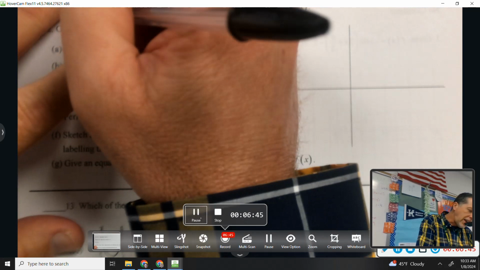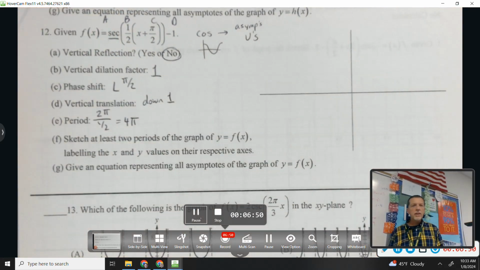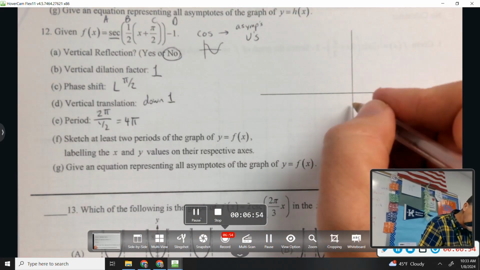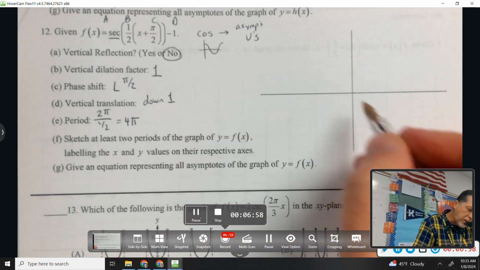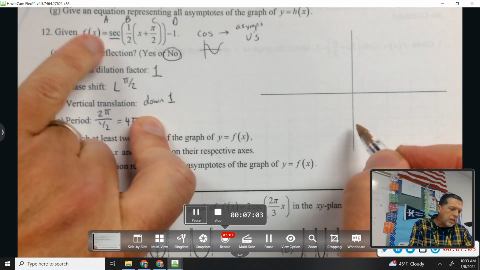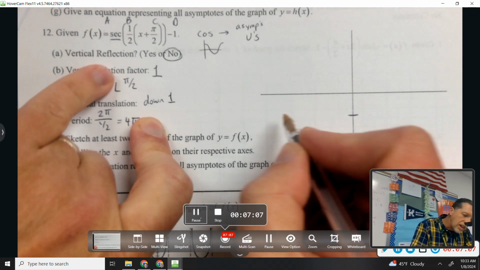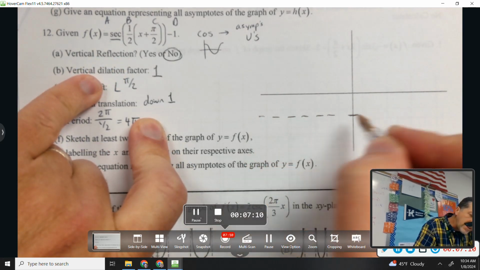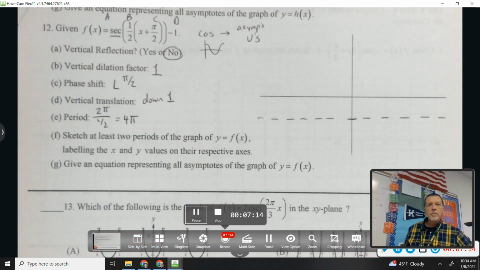Okay, I don't like it when they ask these things out of order. A, B, C, D. D is down 1. So again, you graph them in reverse. I'm trying to think how far down do I want to go. So my amplitude is 1, so I can go down pretty far because I'm only going 1 up and 1 down from the midline. So there's my midline.